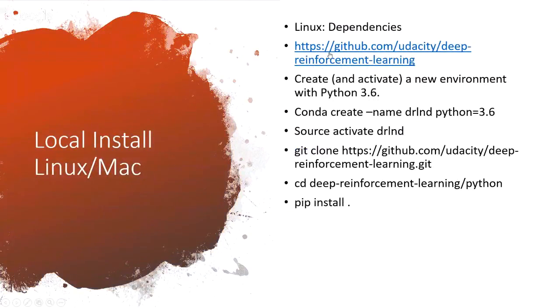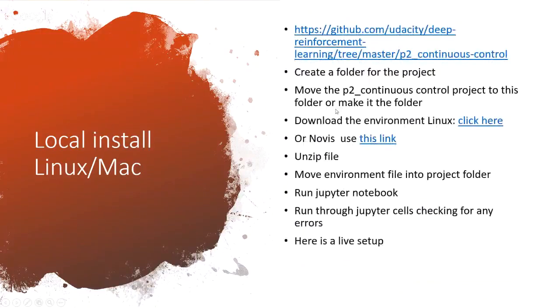So Linux and Mac are pretty much even more simple. Go to the Git repo, first create an environment, activate it, git clone that, cd into the Python directory and do a pip install. Then you just need to go to this page, download it, move to the continuous control project folder, download the environments, Reacher or no-viz, unzip them, move the environment file to the project folder, run the Jupyter Notebook, and run through the Jupyter cells, and once again.